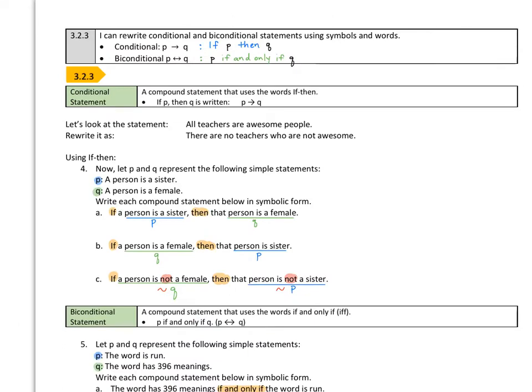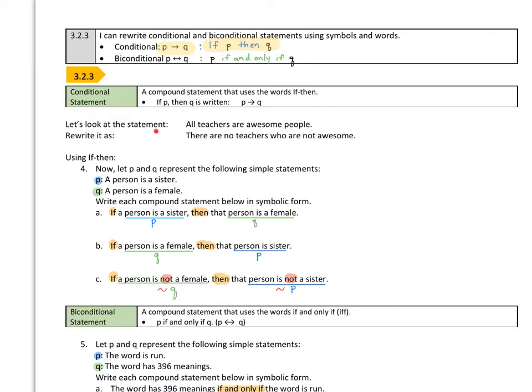The next type of statements we're going to look at is called a conditional statement. A conditional statement is this right here: P implies Q, or we might read it as if P, then Q. We'll get to that biconditional statement in just a second. So again, a conditional statement is P implies Q, or simply if P, then Q.